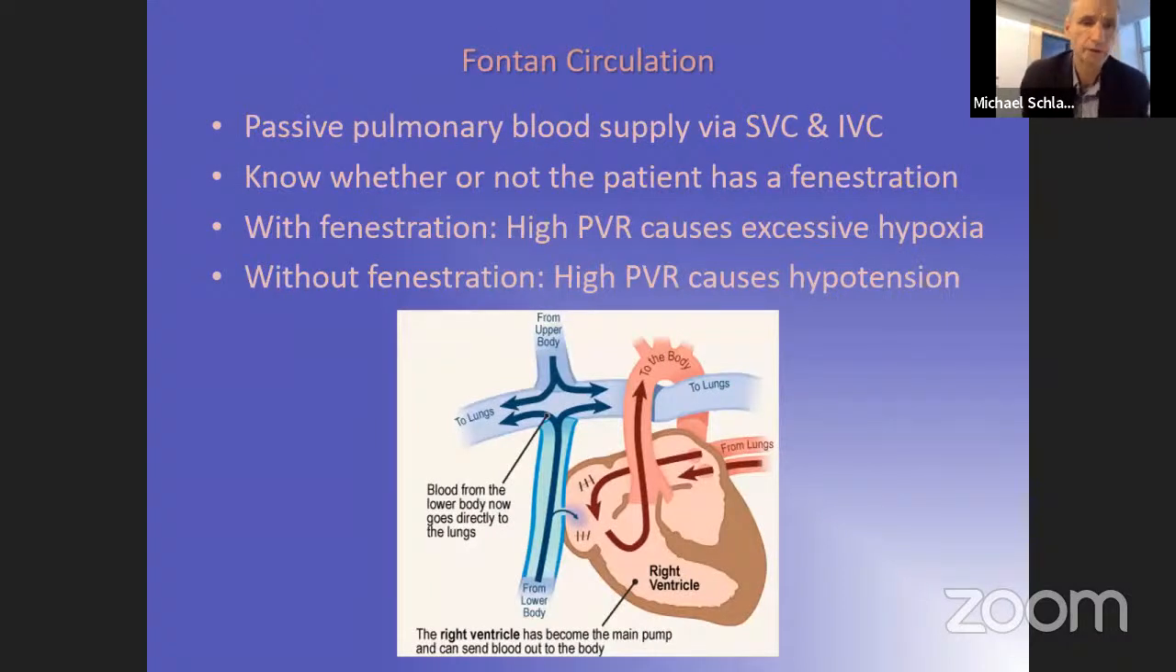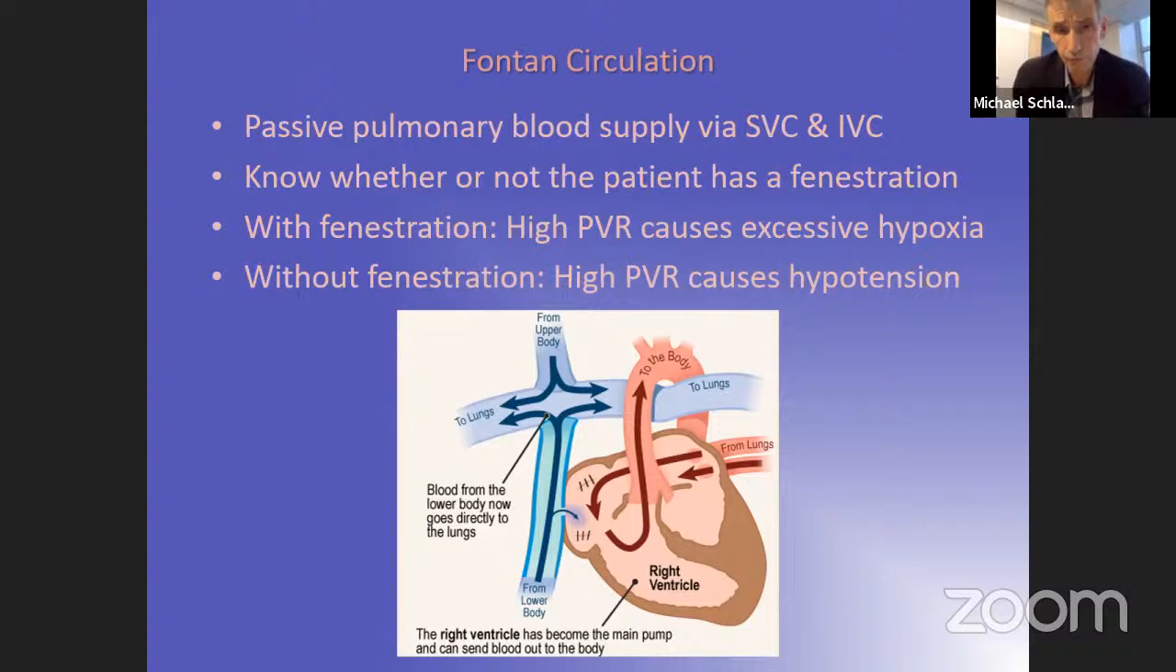Fontan circulation was also mentioned here already by Snigdha. Just here, again for the non-specialists, this is a surgery in which both the IVC and the SVC are connected to the pulmonary artery. Patients do very well. We have a lot of patients with that type of circulation, even adults, because they actually do very well and grow into adulthood. It's rather easy to give anesthesia to them. They are quite stable in general.